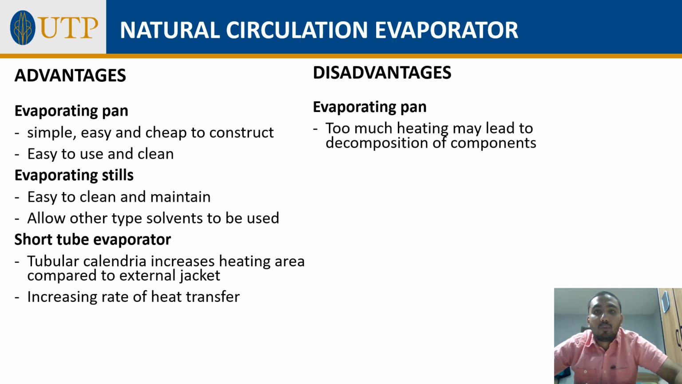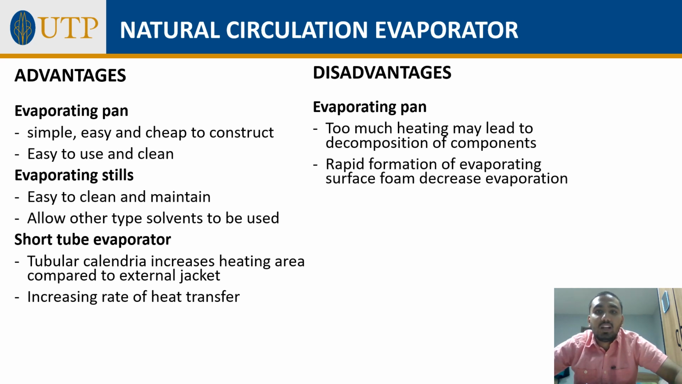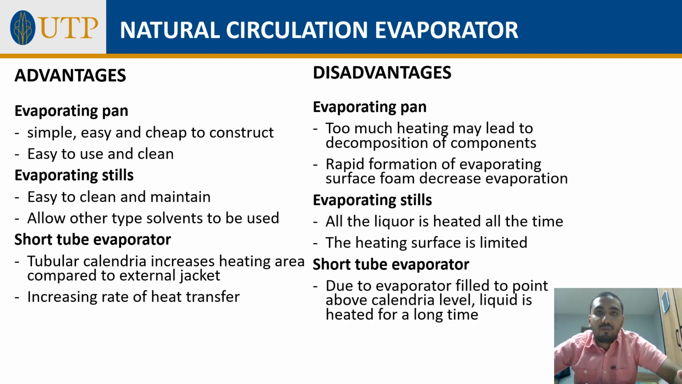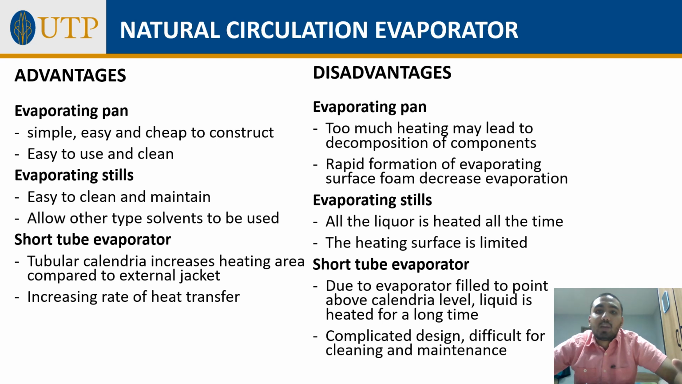The second one is that a rapid formation of evaporating surface decreases evaporation. For evaporating steel, the liquor is heated all the time and also the heating surface is limited. For short tube, the liquor is heated for a very long time, and the second one is that it's a complicated design, thus it's difficult for cleaning and maintenance.